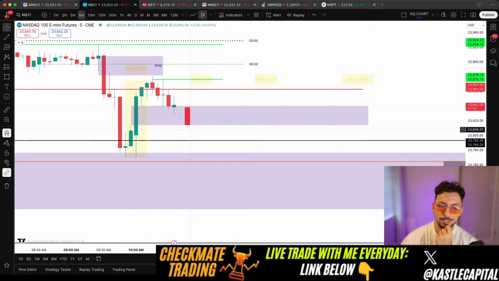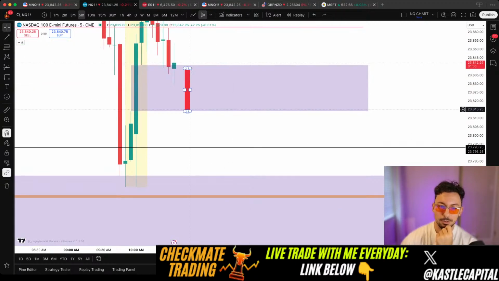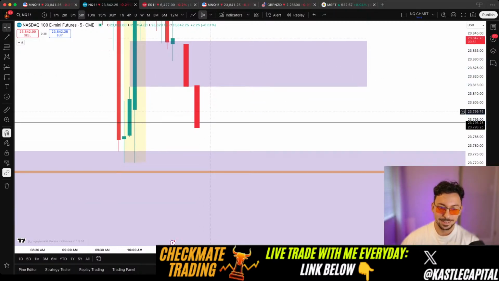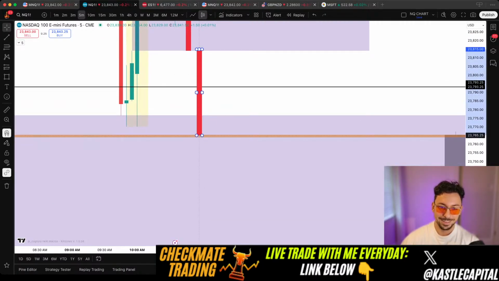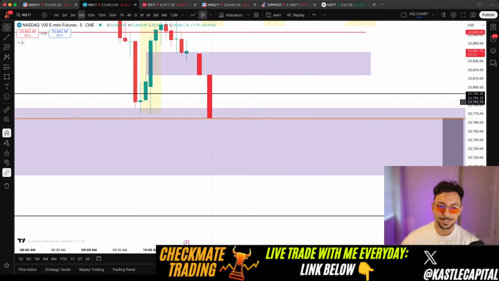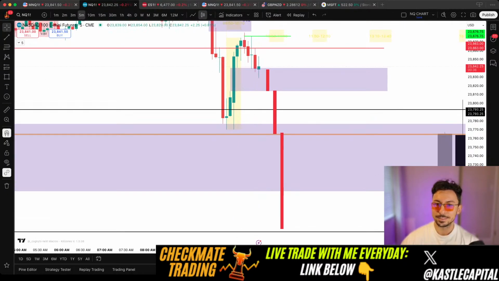And then I do not want to see that 5 minute candle close below this fair value gap. I want to see it hold the body right here. And the next 5 minute candle after this one, I want to see this. And then after that, I want to see this. That's my thesis right now.